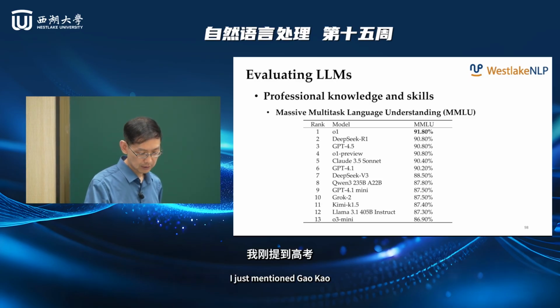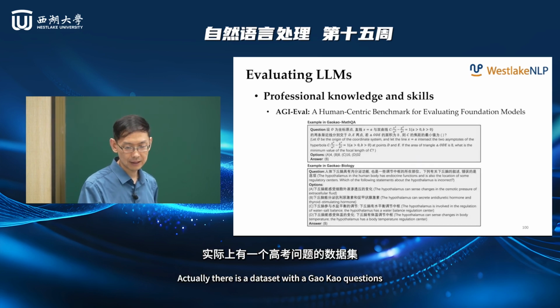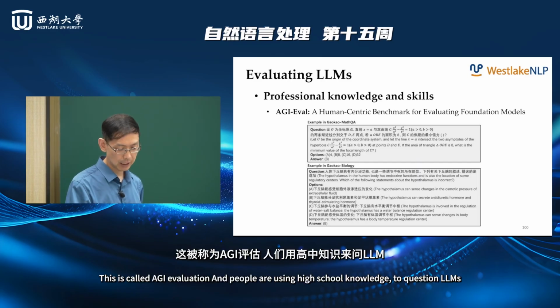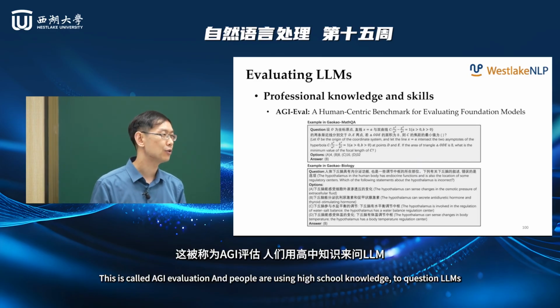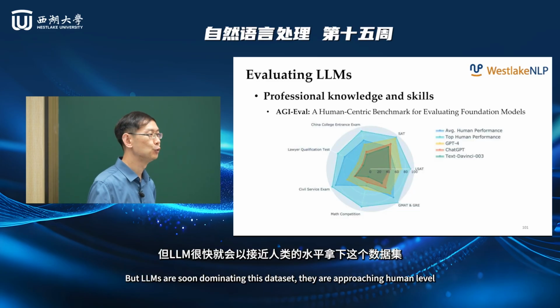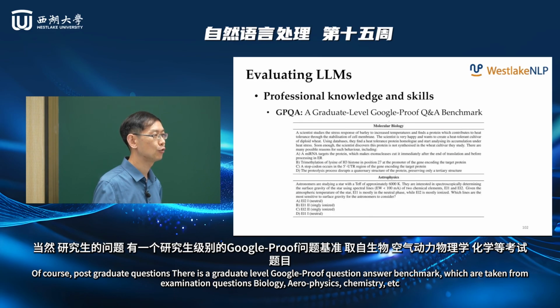I just mentioned Gaokao. Actually, there are data sets with Gaokao questions. This is called AGI evaluation. And people are using high school knowledge to question LLMs. But LLMs are soon dominating this data set. They're approaching human level. So if high school questions cannot stop them, what kind of questions can we use to evaluate them? Of course, postgraduate questions.